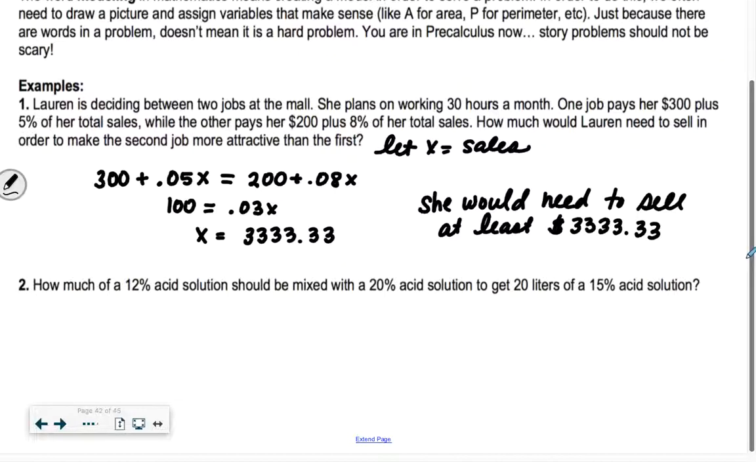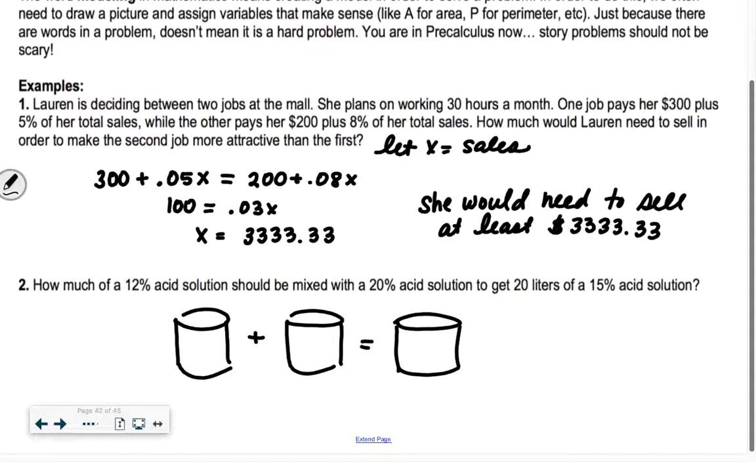All right, so number 2. How much of a 12% acid solution must be mixed with a 20% acid solution to get 20 liters of a 15% acid solution? If you guys had me in Algebra 2, I always do these a certain way. Do you guys remember how we do them? Like little buckets? Okay, so you can draw little squares, or if you're fancy you can draw little cylinders. Inside here we're going to put the percentages, and down here we're going to put the amounts.